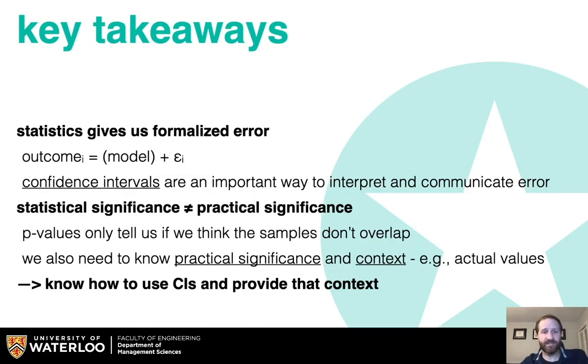The key takeaways from this lesson are: statistics give us formalized error. That's the whole point of doing stats. An outcome, a specific observation or predictive value, is the model plus that error. And so you can model it as error coming out from this model. And confidence intervals are an important way to interpret and communicate error. Statistical significance is not the same as practical significance. P-values only tell us if we think the samples don't overlap. We also need to know practical significance and context, so like actual values. So it's important to know how to use confidence intervals and provide that context.